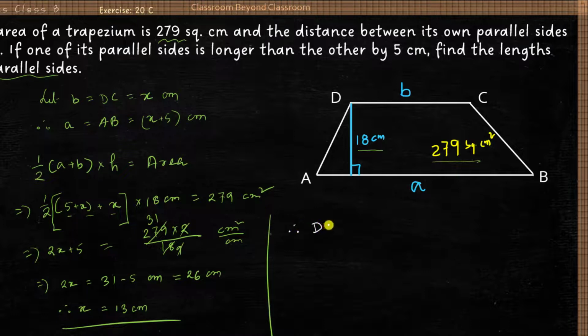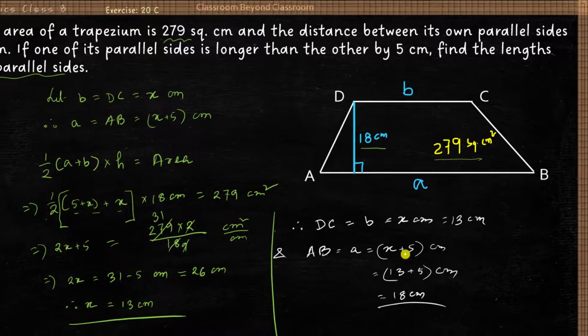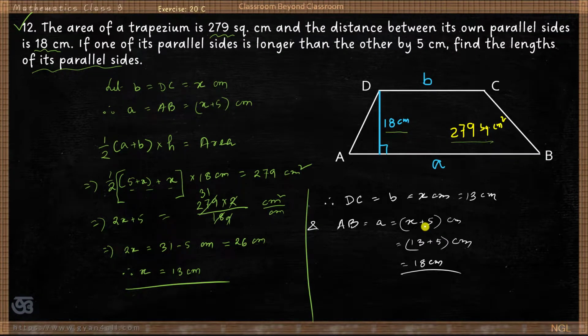Therefore side DC is equal to b is equal to x centimeter, which is equal to 13 centimeter, and side AB is equal to a, that is equal to x plus 5 centimeter, which is equal to 13 plus 5 centimeter, which is equal to 18 centimeter. So these are the lengths of the parallel sides of the trapezium.